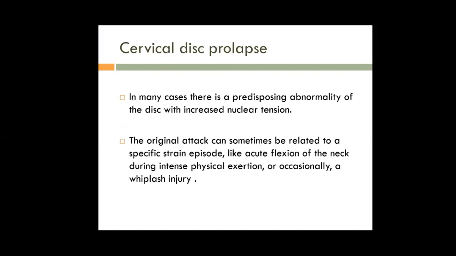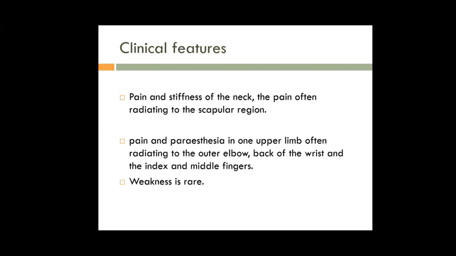The cervical disc prolapse, the pathophysiology and all of the details are the same. In many cases, there is a predisposing abnormalities of the disc with increase in nuclear tension اللي هو حكينا ممكن يكون عندي زيادة بالintranuclear pressure. The original attack can sometimes be related to a specific strain episode like acute flexion of the neck during intense physical exertion or occasionally sometimes related to a whiplash اللي هو مرات we refer this term as an acute disc herniation.